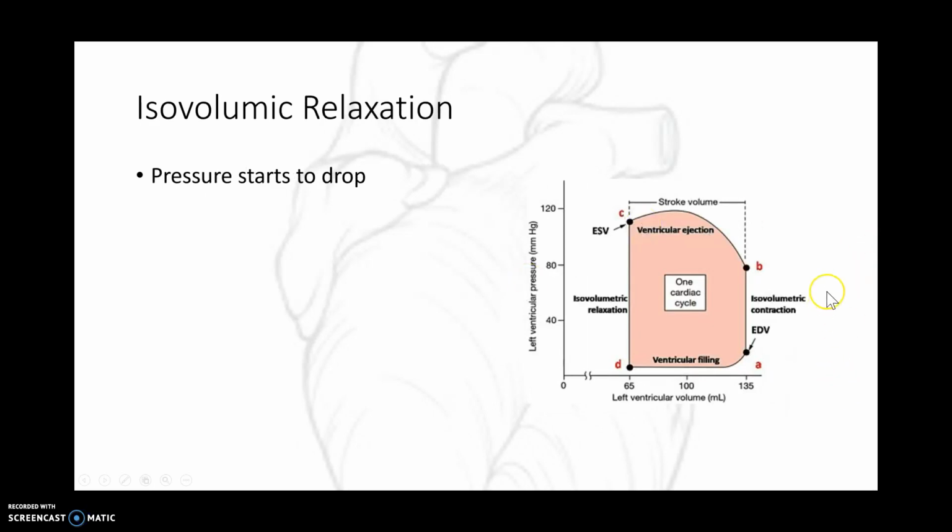Okay, so after we have our isovolumic contraction, we open up those heart valves and eject blood out into the system. We're going to be at C over here. This is also going to represent where end systolic volume is.